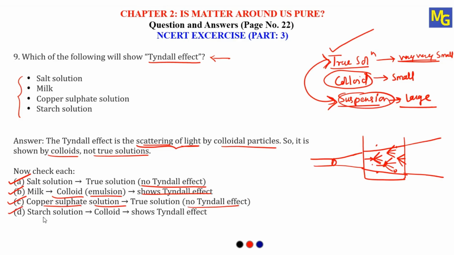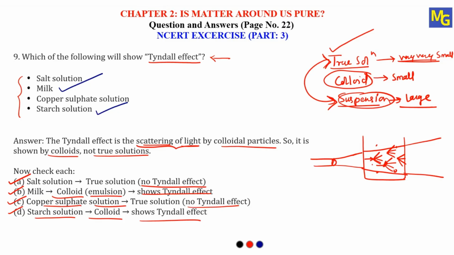The next is starch solution. Starch solution is a colloid. The particles are bigger than in a true solution. That's why they can scatter light and we can see Tyndall effect. So Tyndall effect can be observed in milk and starch solution because both are colloids. But salt solution and copper sulfate solution are both true solutions. That's why they will not show Tyndall effect. So this is the answer for question number 9.